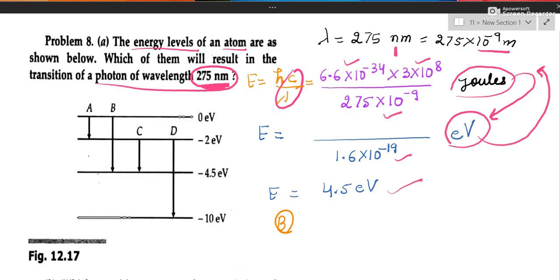So energy is ready. Now you see which two energy levels' difference is giving you 4.5. This one no, this yes, so this transition is giving you 4.5, so this is B, transition number B.